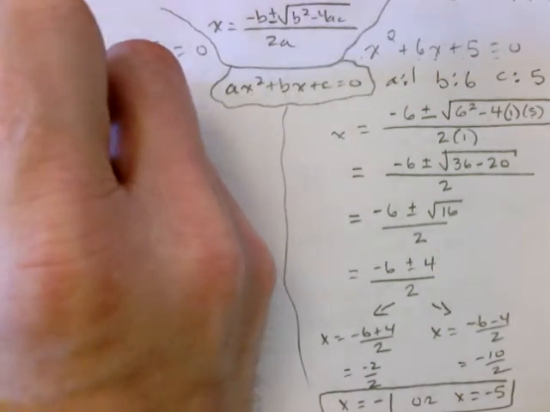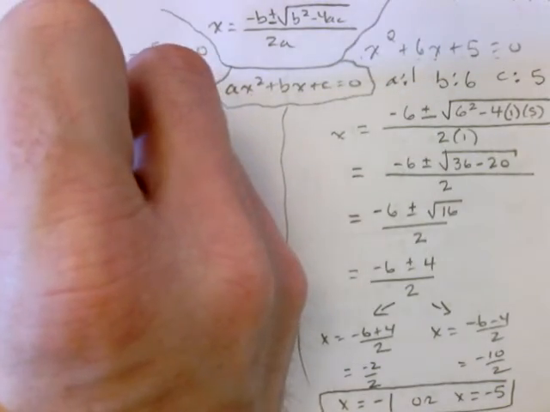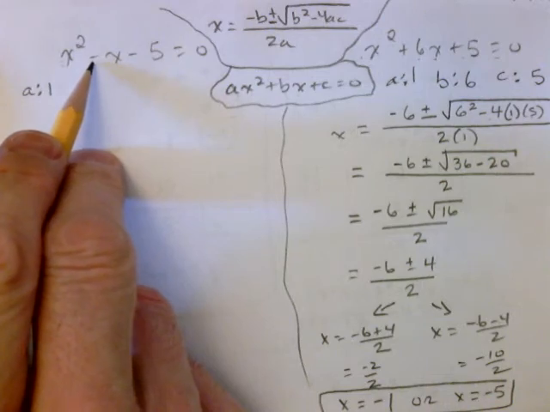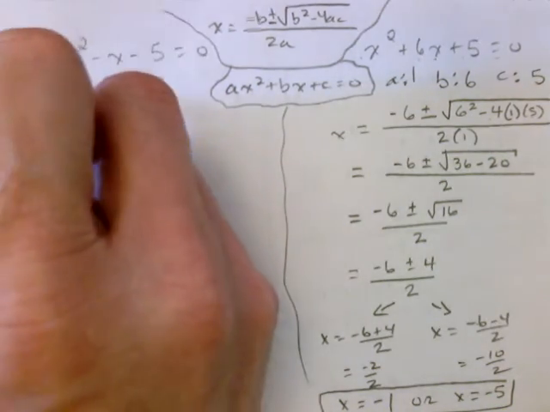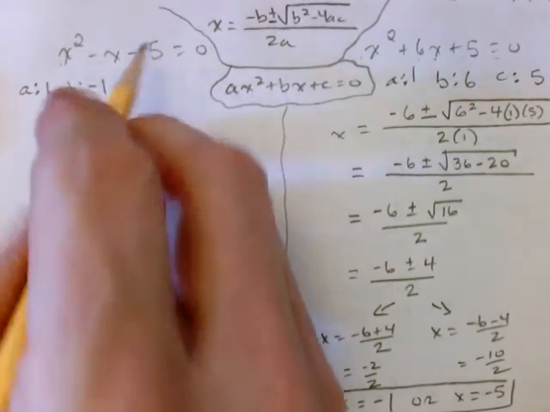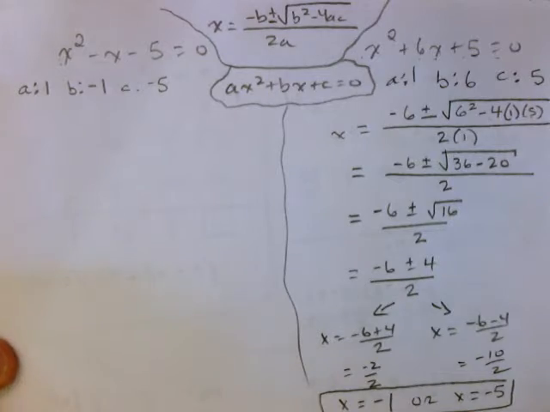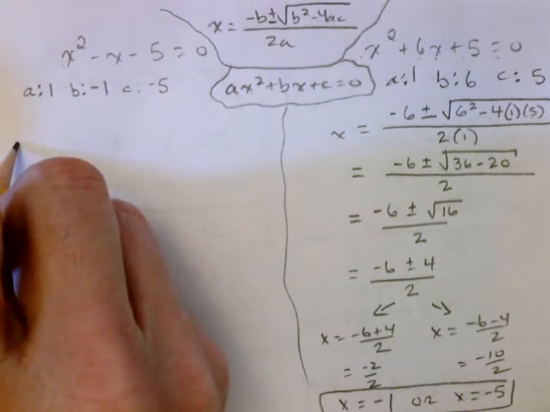Let's do it now. So I have a is 1x squared. Now, don't lose the sign here. I have negative x, minus x. So my b is negative 1. And then my c value is going to be negative 5. Okay, let's go ahead and fill in then.